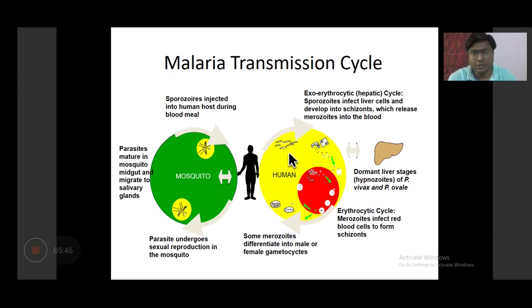So sporozoites transfer to the blood of the human, and then in the human there is one exo-erythrocytic hepatic cycle where sporozoites infect the liver cell and develop into schizonts, which release merozoites into the blood. Then there is one dormant liver stage where hypnozoites remain in the liver and tissue for some time. They will not release into the blood. Then the erythrocytic cycle, where merozoites infect the red blood cell and form schizonts, and then they destroy the red blood cell. There is a release of a lot of schizonts, which leads to the symptoms of fever, chills and rigor.